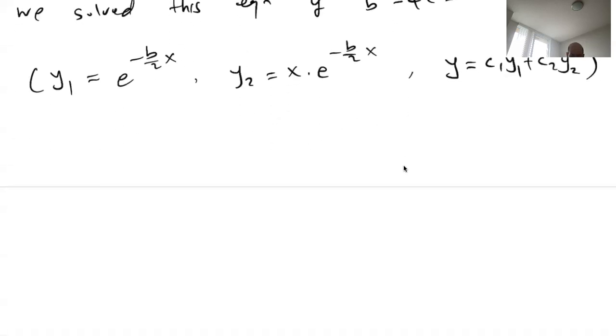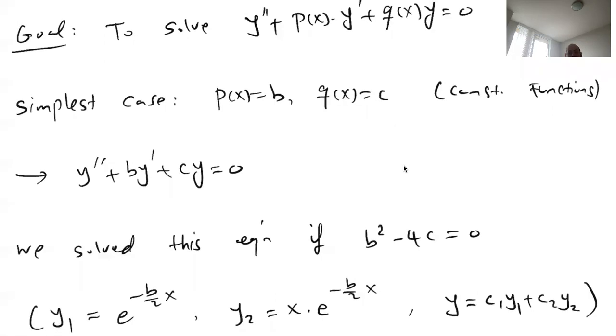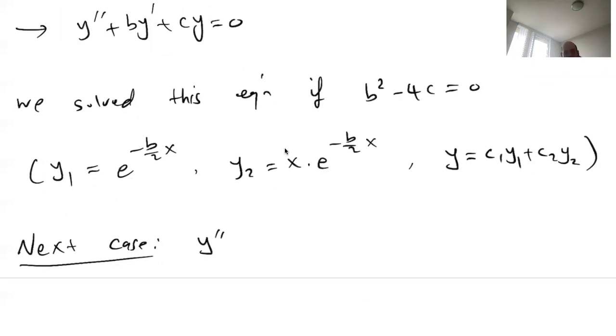Now in the next case that we want to consider, we still consider the constant coefficient case. In the case that the coefficients p of x and q of x are constant functions, we naturally call this type of equation a constant coefficient equation. We already solved it in the case that b squared minus 4c is 0. Now in the next case, if b squared minus 4c is bigger than 0, or if it's less than 0, how can we find the solutions?